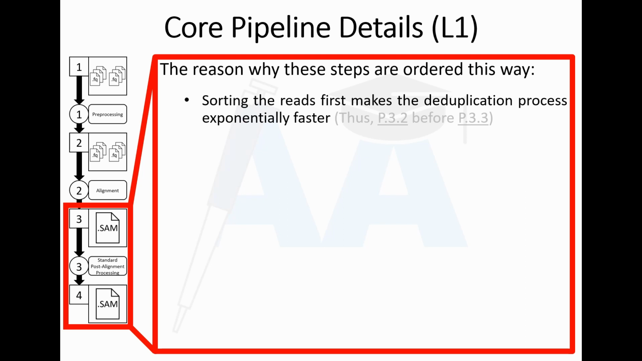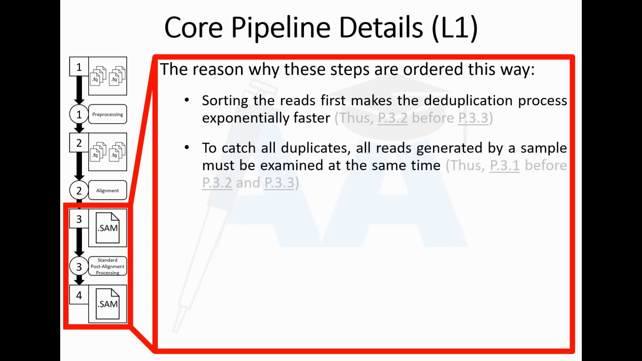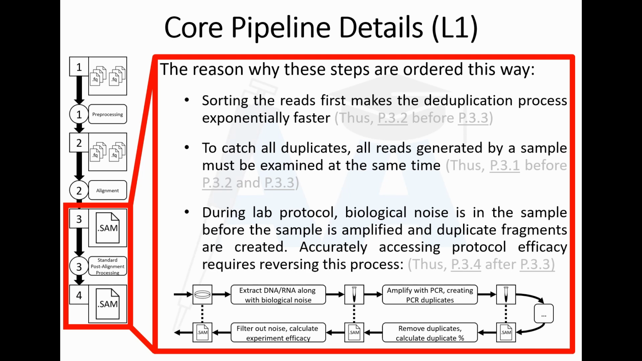Sorting the reads first makes the deduplication process exponentially faster, so sorting takes place before deduplication. And to catch all duplicates, all reads generated by a biological sample must be examined compared to all other reads, so recombination, when applicable, must take place before sorting. The reason why deduplication should be carried out before filtration is a bit more complicated.